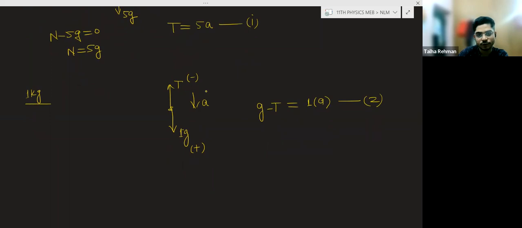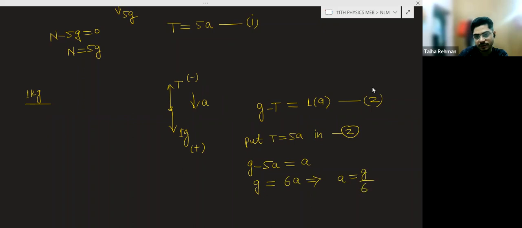When you put T is equal to 5a in equation number 2, g minus 5a is equal to a. So this will become g is equal to 6a. So the acceleration of the system will be g by 6.